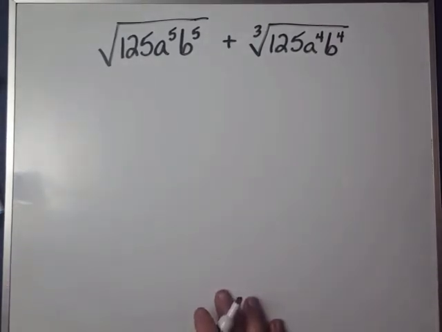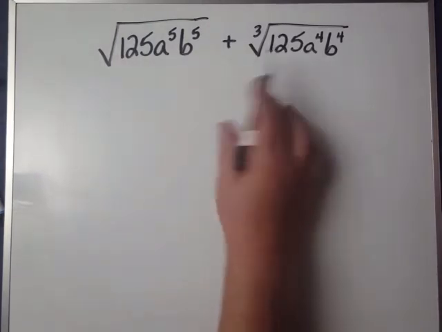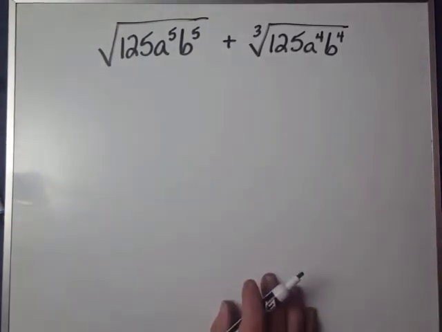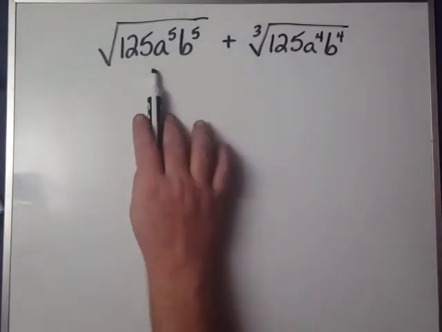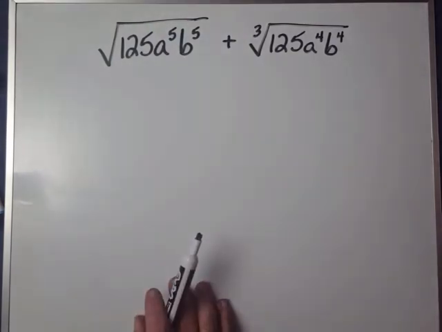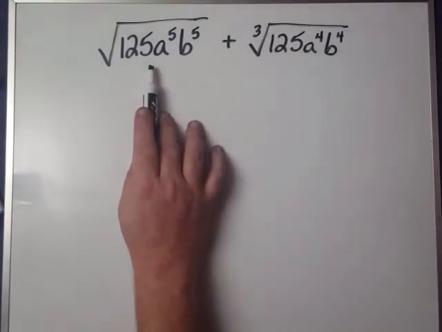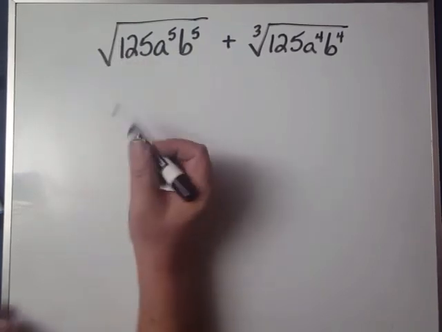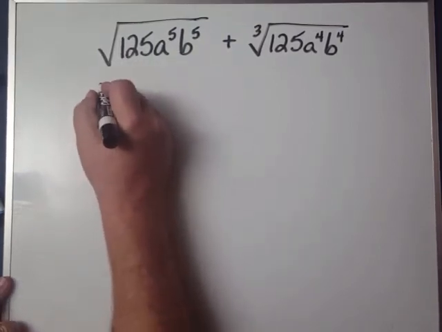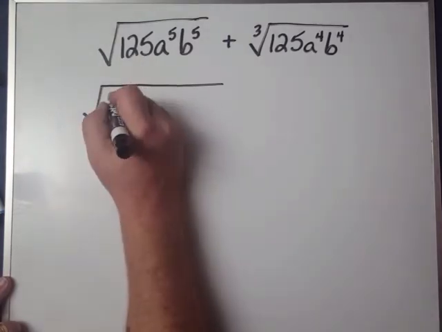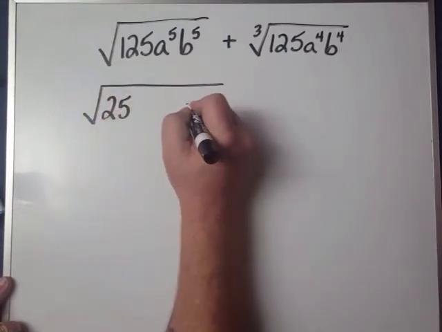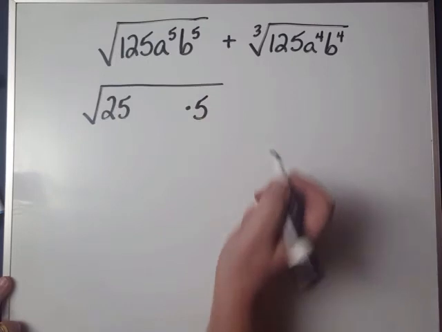I can already tell you that at the end of this problem, I'm not going to have radical terms. Do you see that? One of these is a square root, the other is a cube root. But I have to check and see if I can simplify the individual terms. Does this first radicand contain any factor which is a perfect square? Yes, it does. 125 contains a 25. It's 25 times 5.